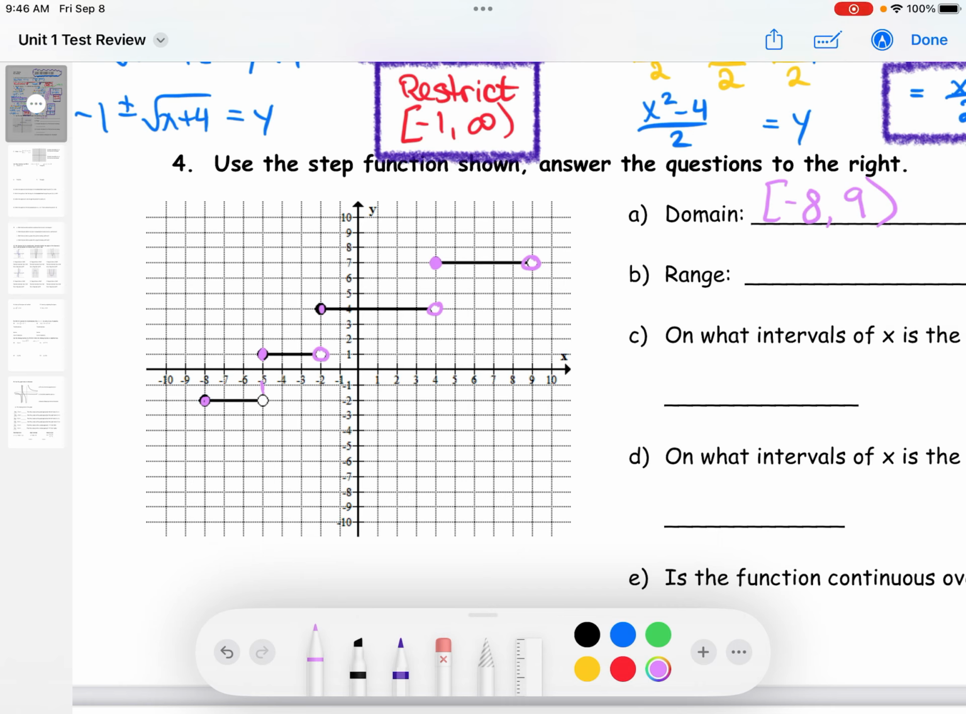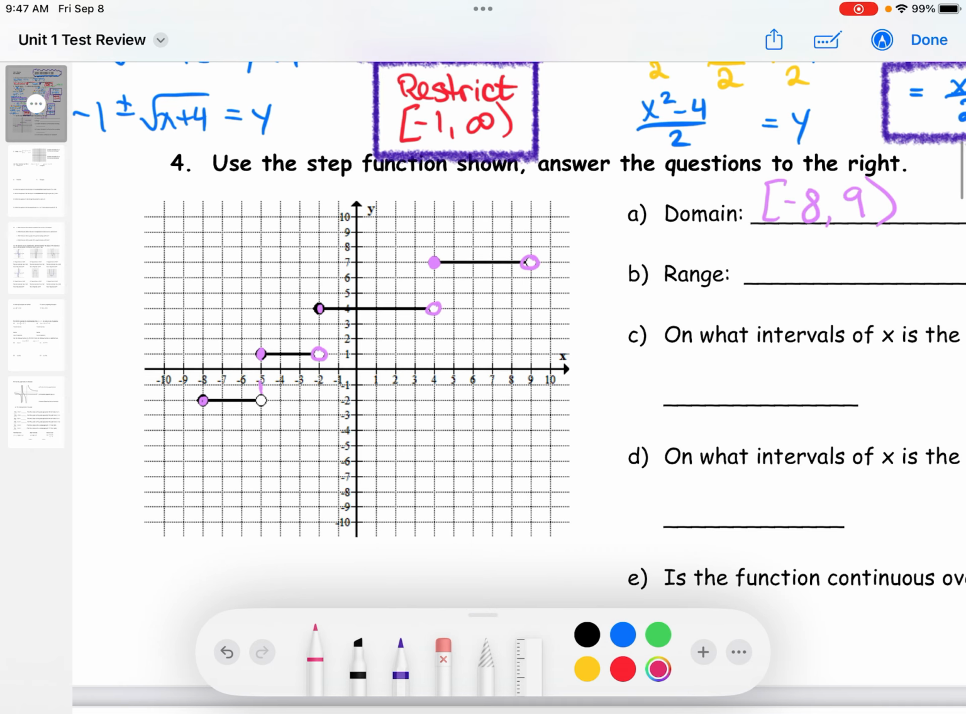Now, if we look at range, range is the y values, and the only y values that get used are those individual y values for each step. So we list those with those curvy braces. Those y values would be -2, +1, +4, +7. We close those braces.